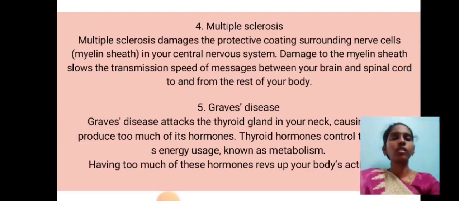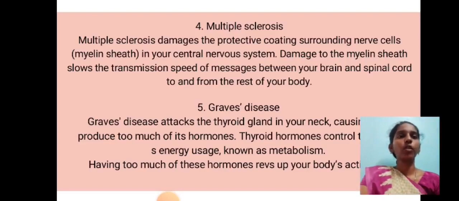The next one is multiple sclerosis. Multiple sclerosis damages the protective coating surrounding the nerve cells in our central nervous system. This damage to the myelin sheath slows the transmission of messages between our brain and spinal cord, and between our brain and spinal cord and the rest of our body. Okay, so this is called multiple sclerosis.